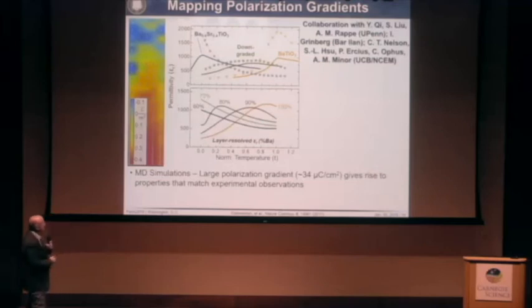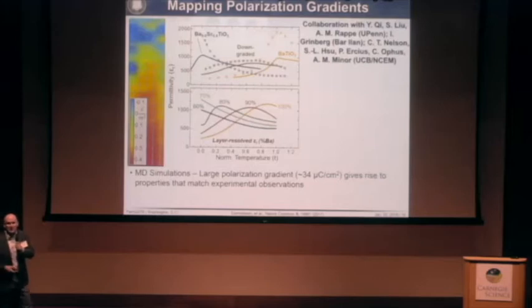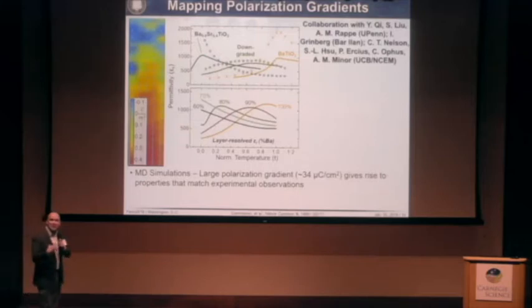And what we saw, kind of surprisingly, was that the MD predicted a large polarization gradient, a change of basically the entire polarization of the barium titanate as you go through the thickness of the film in this material. And what was more interesting was that when they simulated the dielectric response in these systems, they were able to very closely replicate the trends that we saw overall. The dots here are the experiment and the solid lines are the MD simulations.